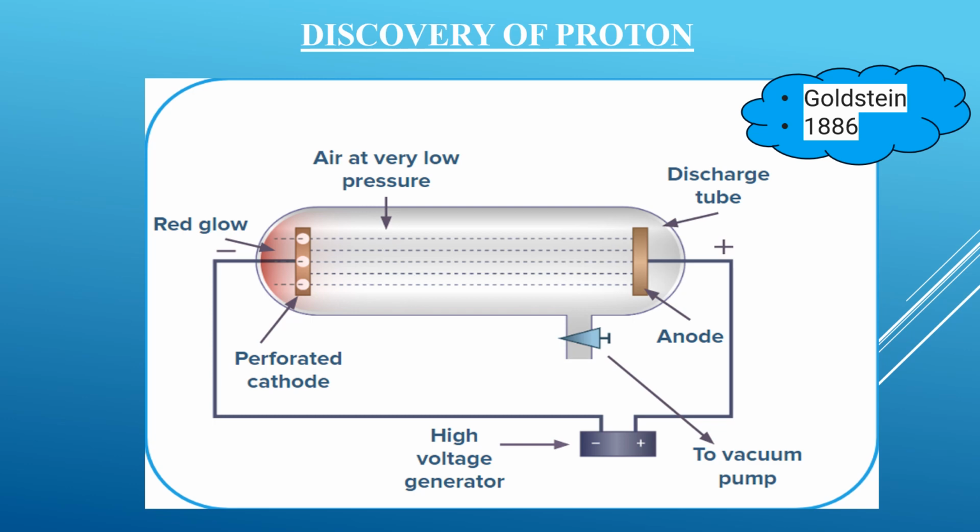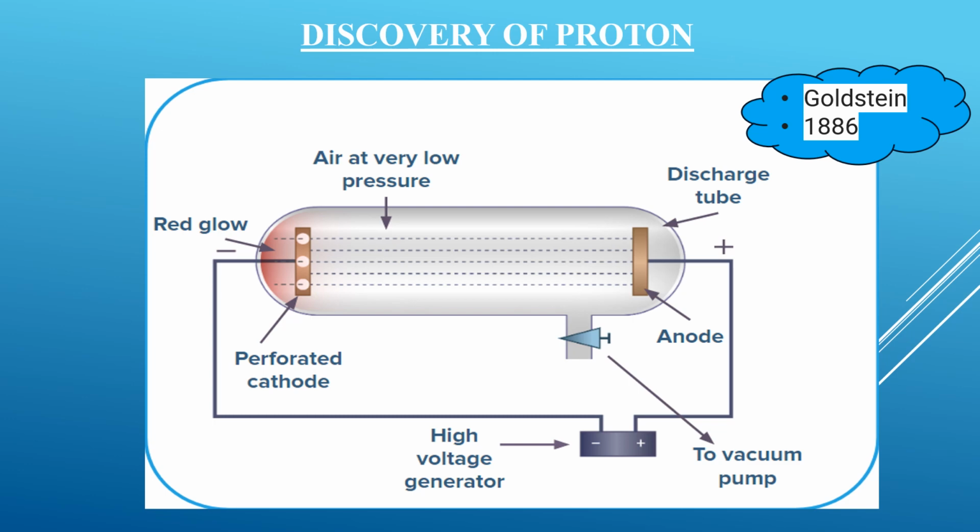Again, the setup was the same. In the discharge tube, air was taken at a very low pressure. A vacuum pump is there to regulate the pressure of the gases. The discharge tube is made of glass, and we have metal electrodes attached to the high voltage generator. The negatively charged electrode is called the cathode, and the positively charged electrode is called the anode.